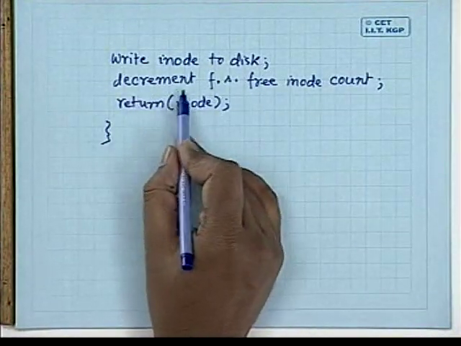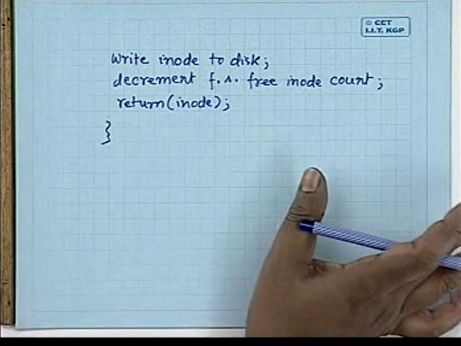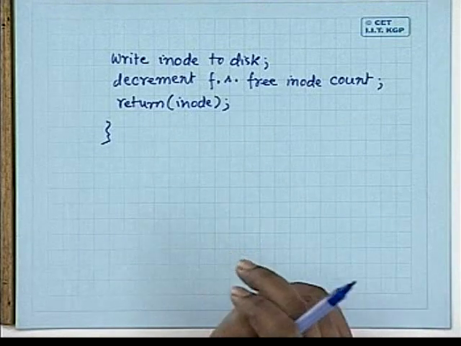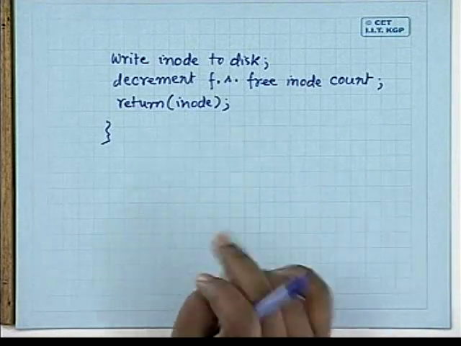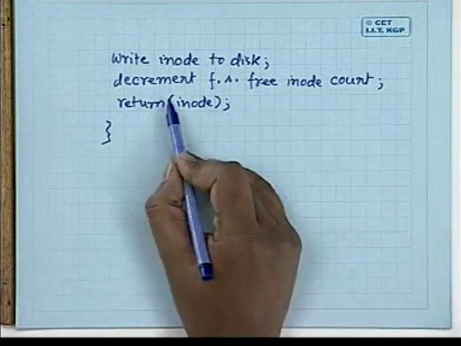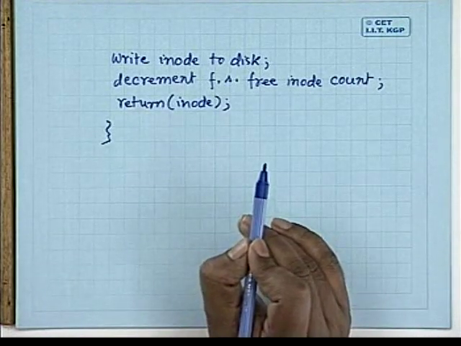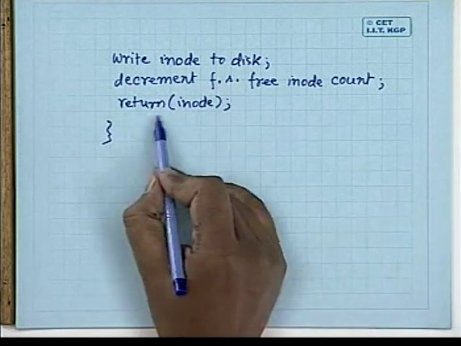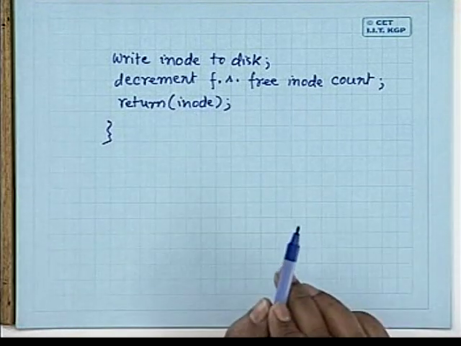After that, because earlier there were a number of free inodes, one of which has been allocated to this newly created process, the file system free inode count has to be decremented by 1. This information is also maintained in the superblock. After that, this inode has to be given to the process.